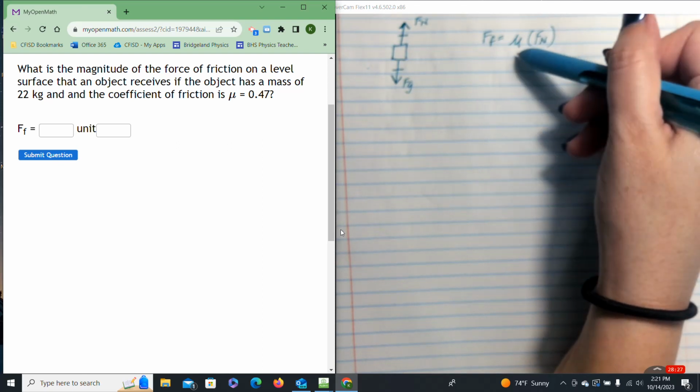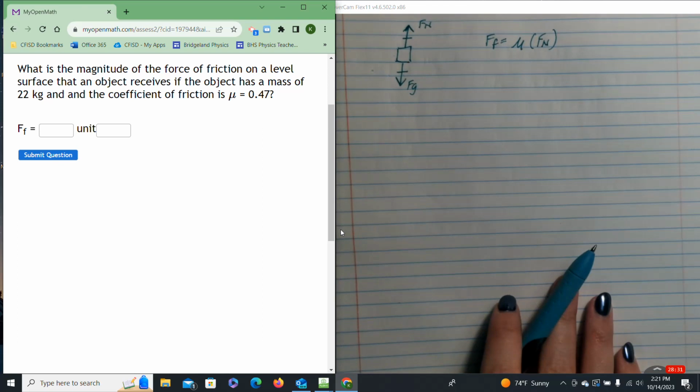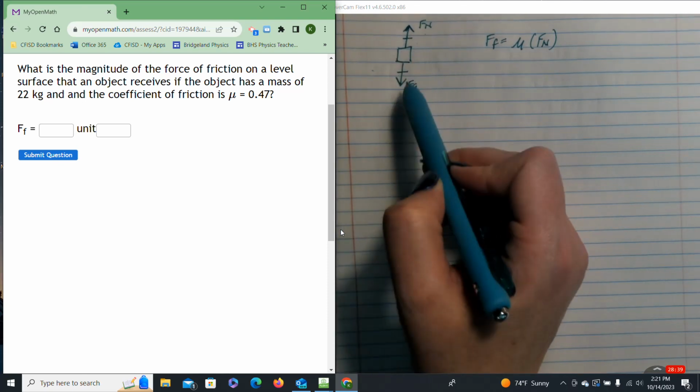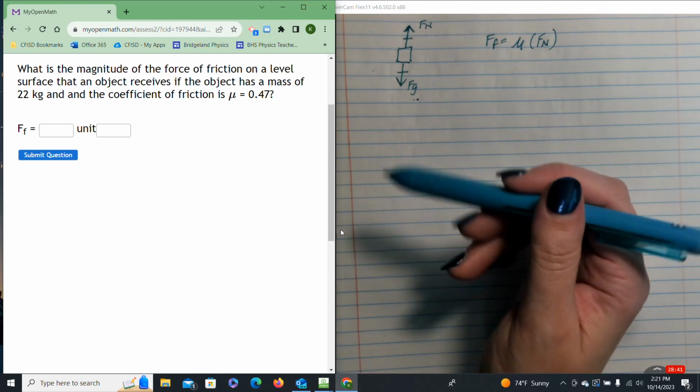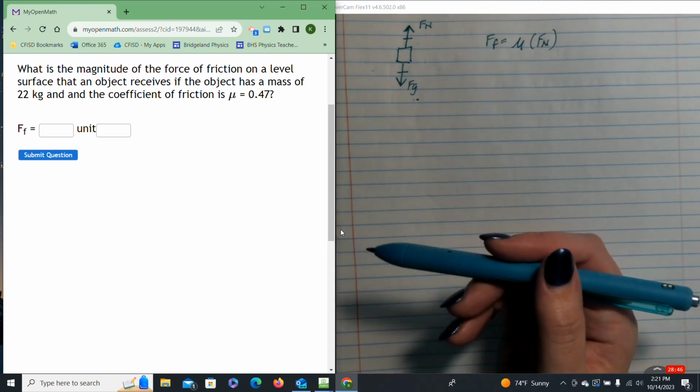We already have mu. It's 0.47. It's in the question. Fn, we don't have an equation for. Again, that's normal force, not net force, Fn. Normal force, we don't have an equation for. However, we do know that it's equal and opposite to Fg so long as our object isn't accelerating vertically. It's not. It's on a level surface.